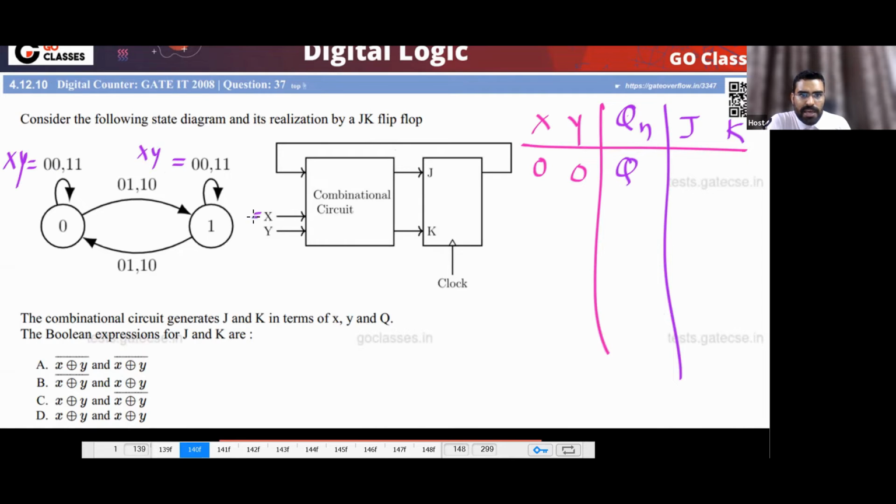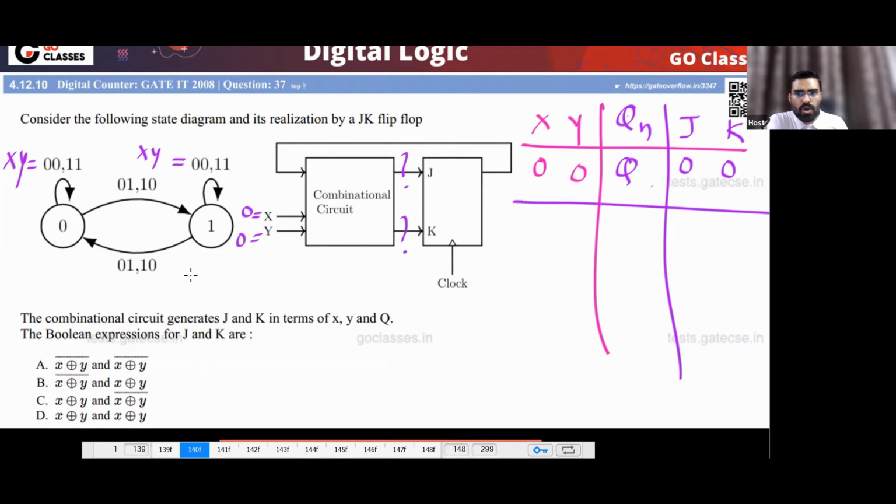Now, if I apply x equal to 0, y equal to 0, then state should not change. So what should I get here? Tell me. If I apply 0, 0, then I should get 0, 0. Yes or no? Because state should not change, I should get 0, 0.